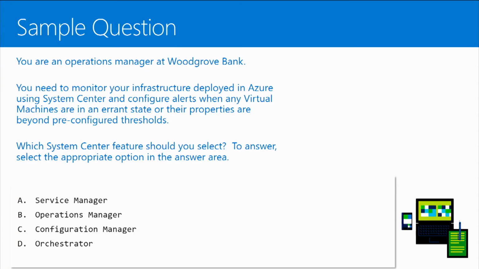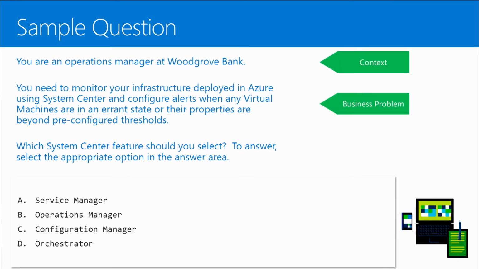Here, you're an operations manager at Woodgrove Bank. You need to monitor your infrastructure deployed in Azure using System Center and configure alerts when any virtual machines are in an errant state or their properties are beyond pre-configured thresholds. You probably already heard me say that phrase, so you already know the answer. Which System Center feature should you select? To answer, select the appropriate option, singular, in the answer area.